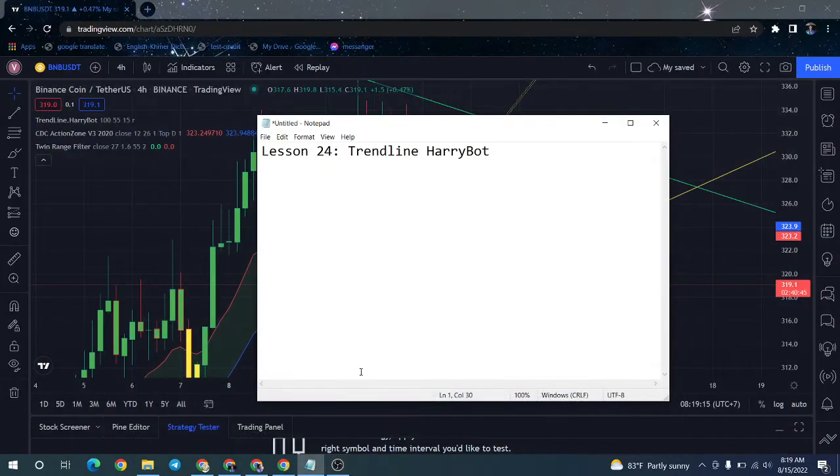Hello guys, today we are going to continue lesson 24, which is about Trendline HarryBot. So what is this lesson about? This lesson helps you to draw chart patterns for you, but basically you must know the chart patterns. What kind of chart pattern is ascending triangle, descending triangle, double top and double bottom. You must know all of those basic types of chart pattern. That's why this can help you.